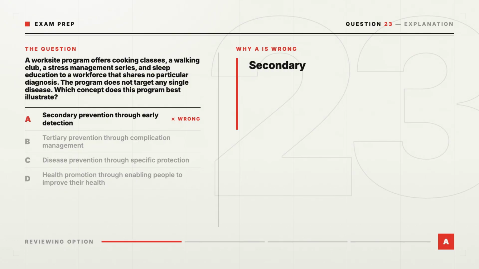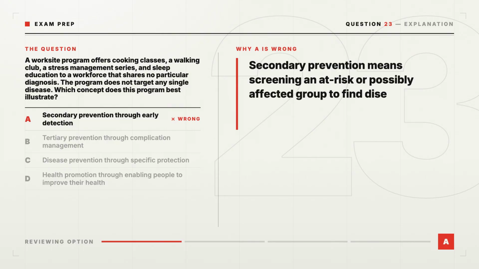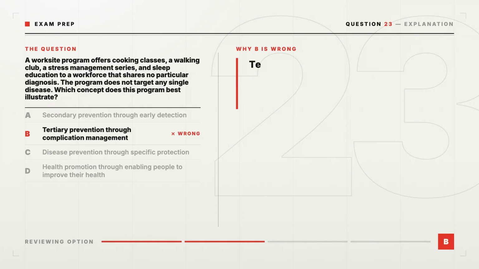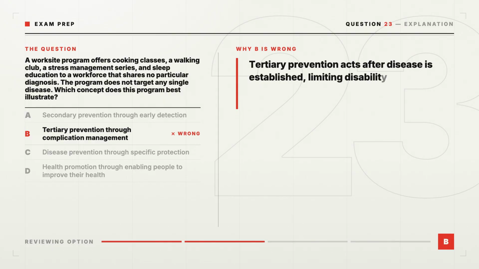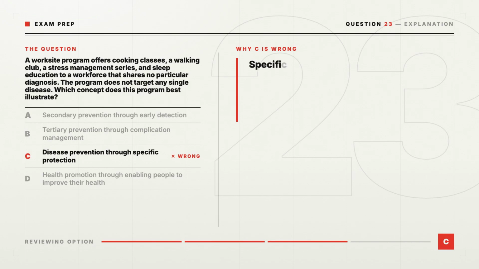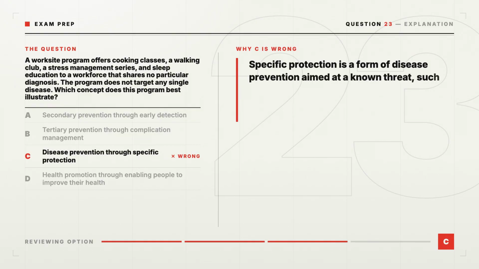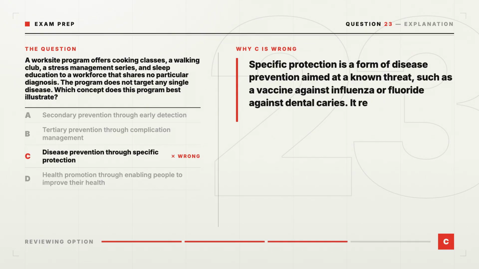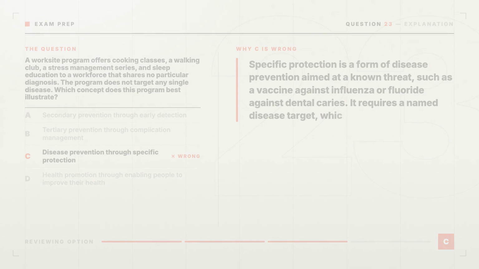A is wrong because secondary prevention means screening an at-risk or possibly affected group to find disease early. No one in this program is being tested for anything. B is wrong because tertiary prevention acts after disease is established, limiting disability and preventing complications. The workforce is described as having no shared diagnosis. C is wrong because specific protection is a form of disease prevention aimed at a known threat, such as a vaccine against influenza or fluoride against dental caries. It requires a named disease target, which this program lacks.